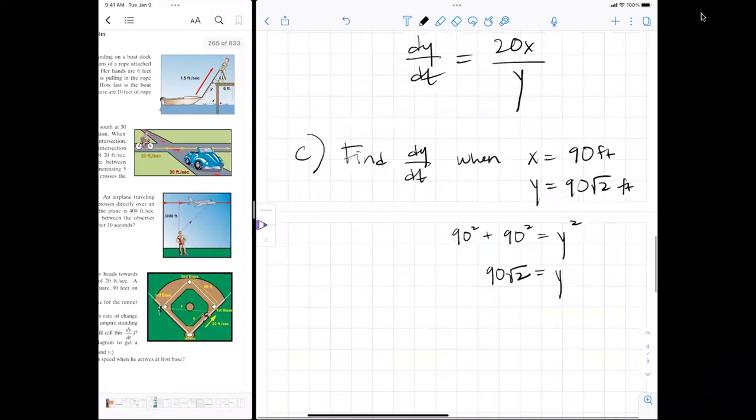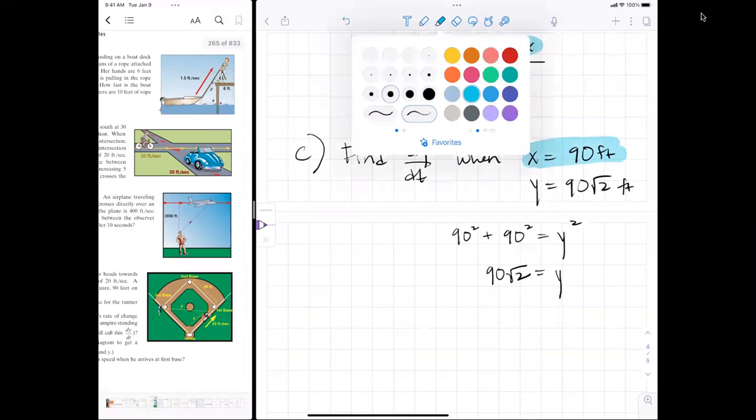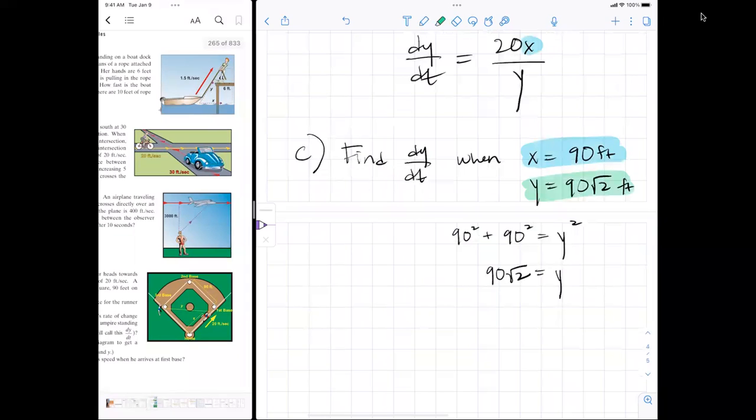And then plugging 90 in for x, 90 root 2 in for y.